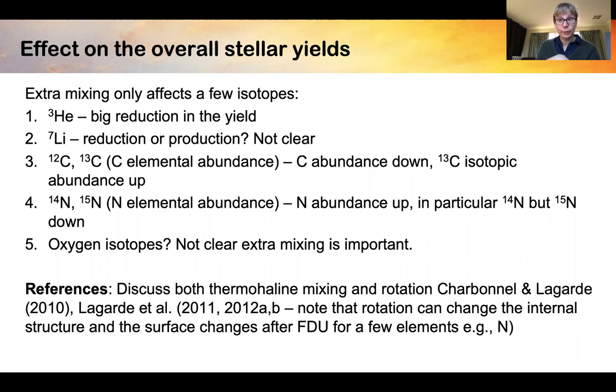Okay, what is the overall effect of this extra mixing on the stellar yields? Well, s-process none. In terms of others, there might be a few changes. If extra mixing is quite efficient, it might have a big effect on the yields of helium-3. In fact, it'll basically destroy all of it in the stellar envelope. Lithium reduction or production, the details depend on numerical details of stellar codes, and I don't think it's been sorted out yet. Carbon-12, carbon-13: carbon abundance will go down, carbon-13 abundance will go up. Same with nitrogen-14 and 15: nitrogen goes up, and nitrogen-14 in particular goes up, but nitrogen-15 probably goes a bit down. Oxygen isotopes, it's unclear how important extra mixing is. It may be, in a few cases, quite important, but if you're interested, I put a lot of references here, so I recommend you go have a read and try to learn a bit more about this.